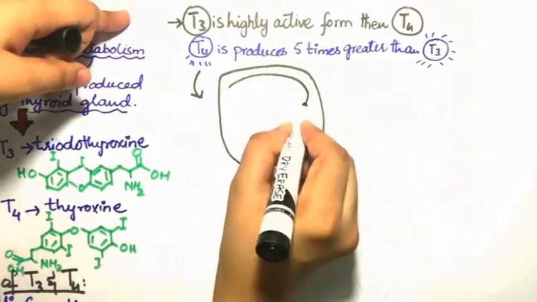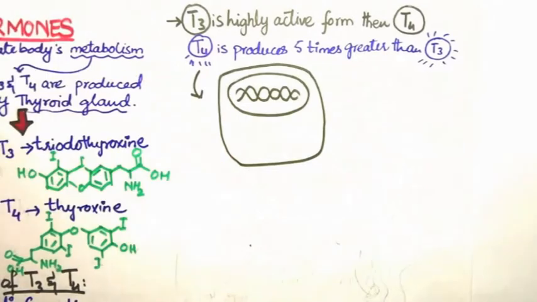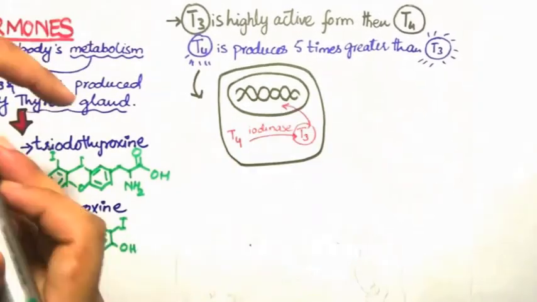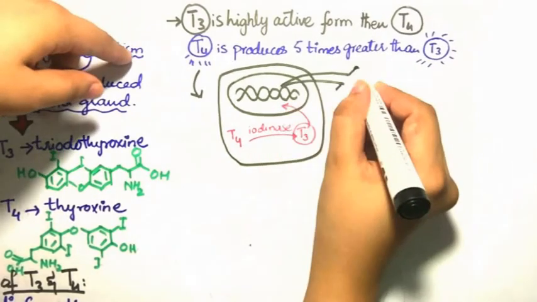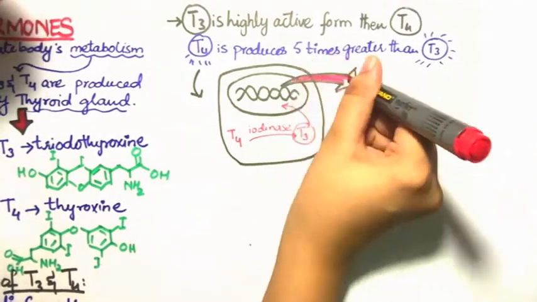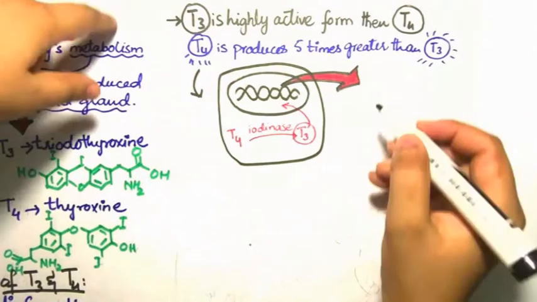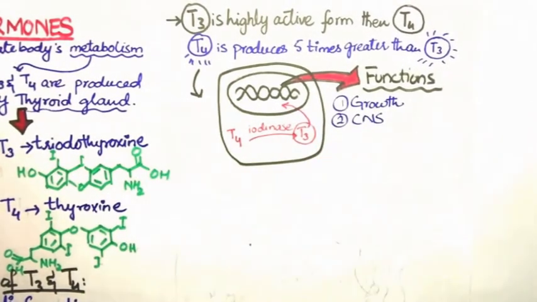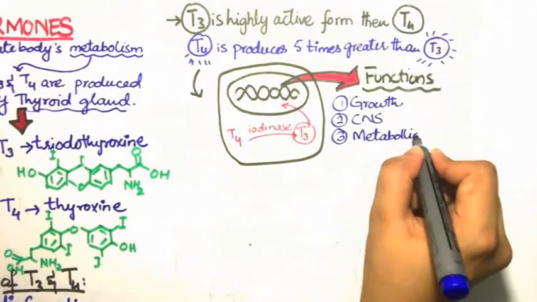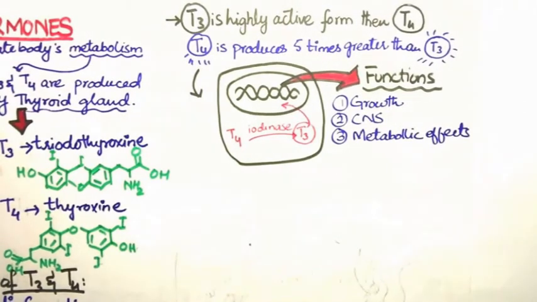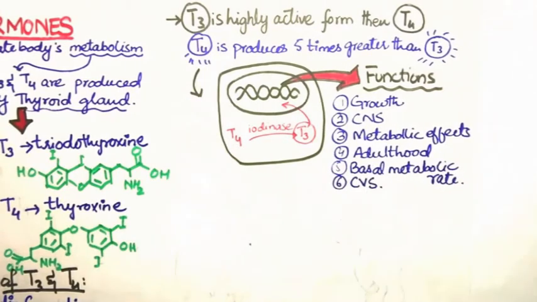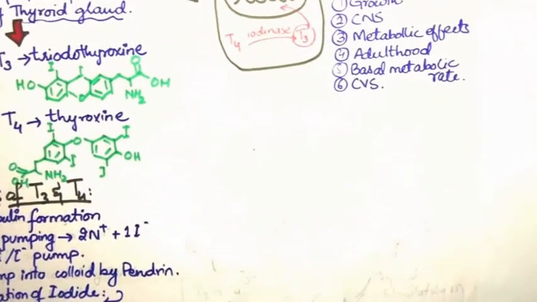When T4 reaches the cell, it is converted from T4 into T3 by the enzyme called iodinase present in the cell. And T3, which is the active form of thyroid hormone, will act upon the nucleus to perform its functions, like growth, CNS or central nervous system growth, metabolic effects in adulthood, basal metabolic rate, and CVS, which is the cardiovascular system.